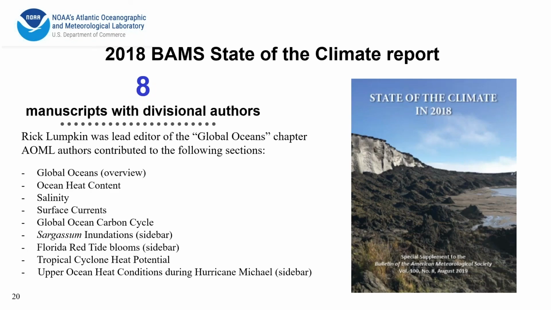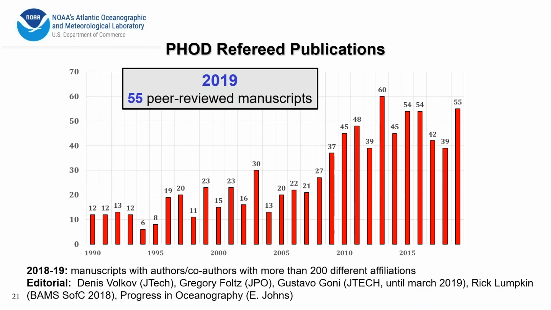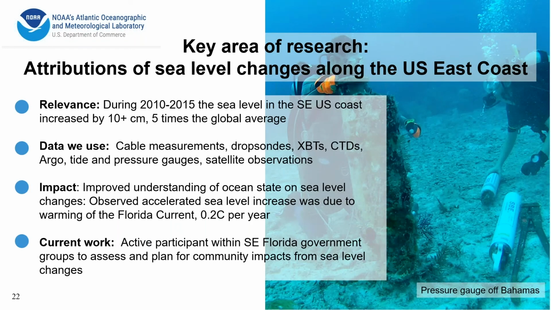Rick Lampkin was editor of one chapter in the BAMS State of the Climate, and the division contributed 8 different manuscripts. And this is a histogram of how many manuscripts the division has produced through the years. And it's very important also to notice that Dennis Volkov here, Greg Foltz, myself, Rick Lampkin, and Libby Jones also act as editors of different journals.